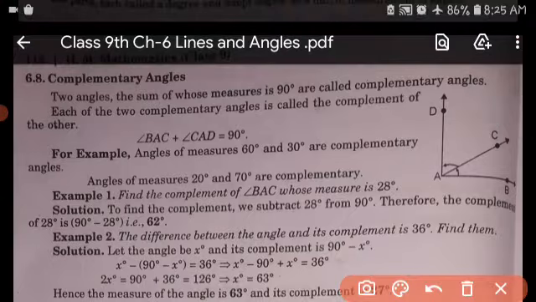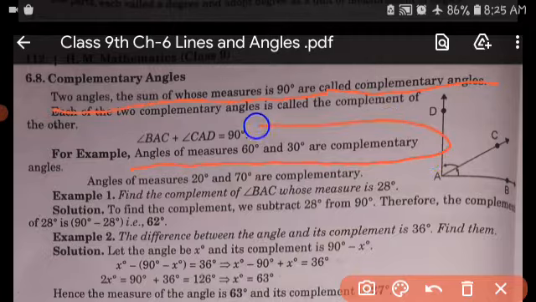Complementary angle. Two angles the sum of whose measures is 90 degrees are called complementary angles. For example, 60 and 30 degrees are complementary angles because the sum of these angles is 90 degrees.